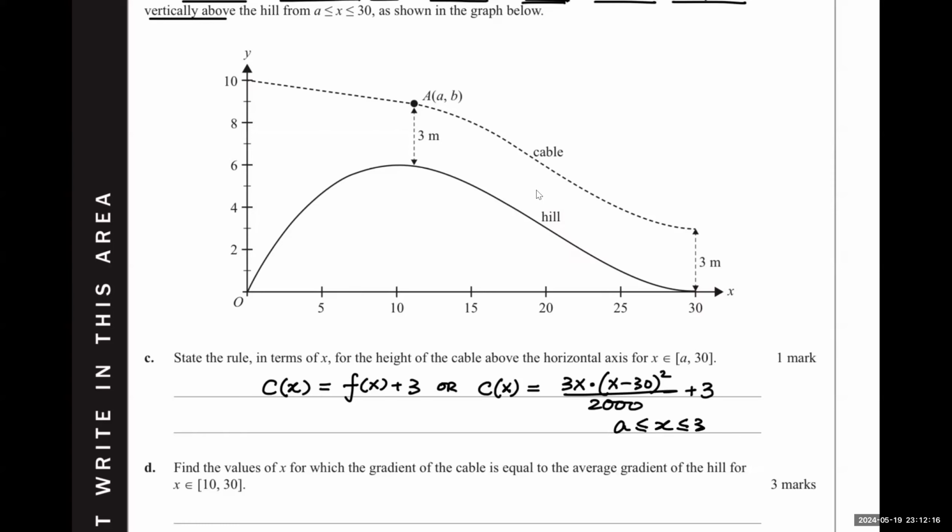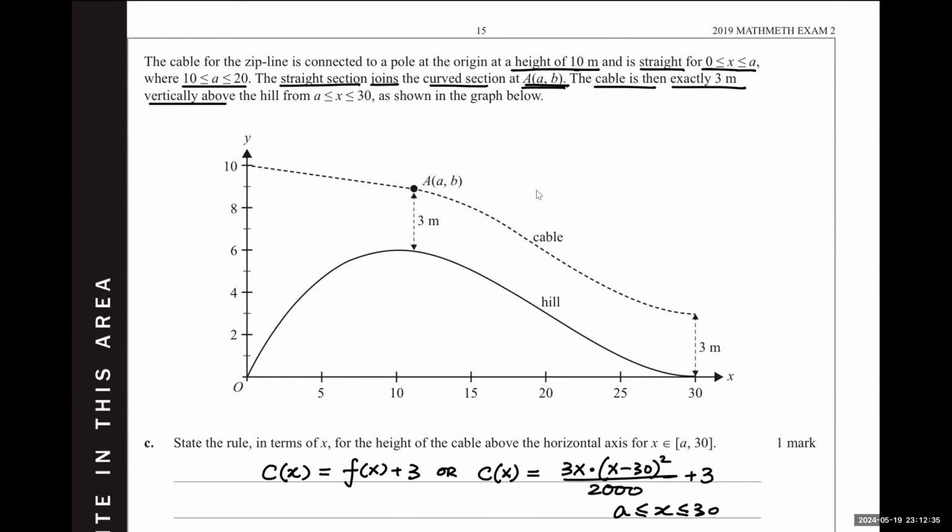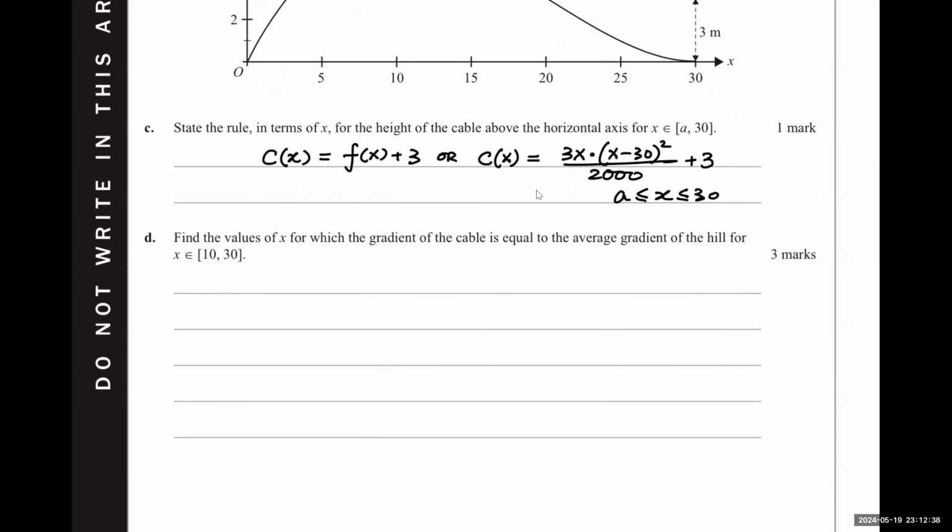For that domain from A to 30, okay? Then we say find the values of x for which the gradient of the cable is equal to the average gradient of the hill for x between 10 and 30. I would say the gradient of the cable is c dash of x. And then the average gradient between 10 and 30 is c of 30 subtracting c of 10, divided by 30 minus 10.